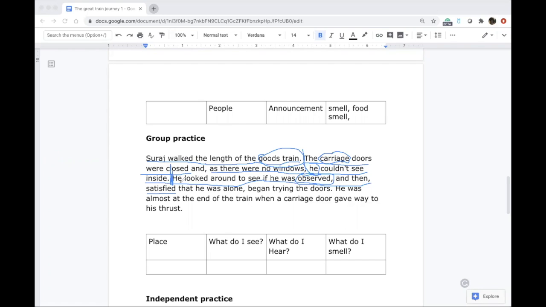So first we will try to read the sentence. He looked around to see if he was observed. Can anyone tell me the meaning of the sentence so far? He looked around. Yes, Ria. So he was seeing if anyone was looking at him.